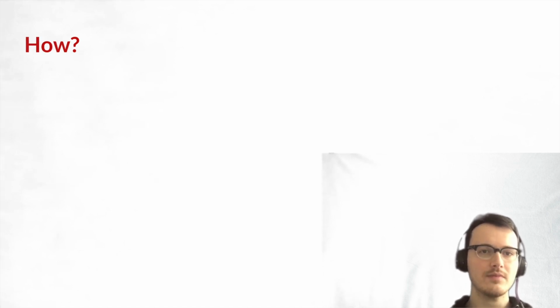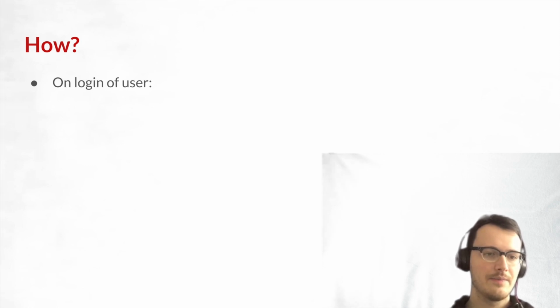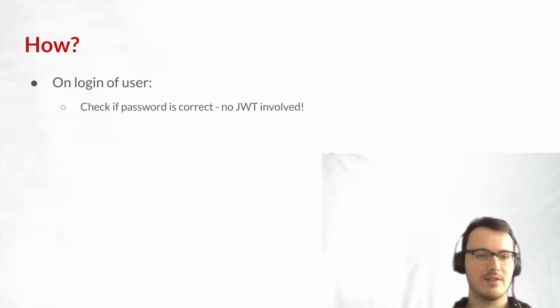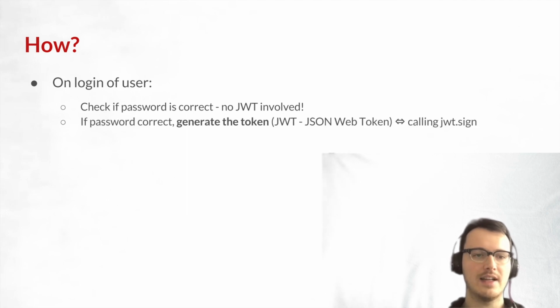Now, how does this authorization exactly work? On the first login of a user, we check regularly if the password is correct, meaning we just apply our hash function and check if the entered password and the hashed password match. No JWT involved in this. But if the passwords are matching, then what happens is that we generate a token, because JWT stands for JSON Web Token, so we want to generate a token.